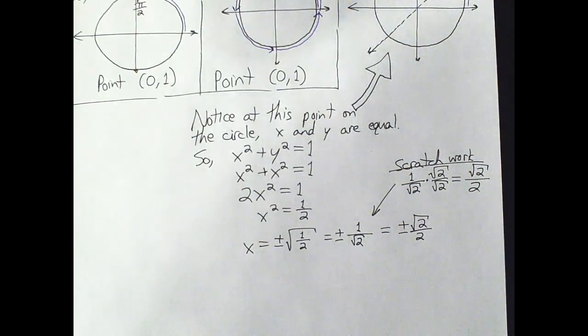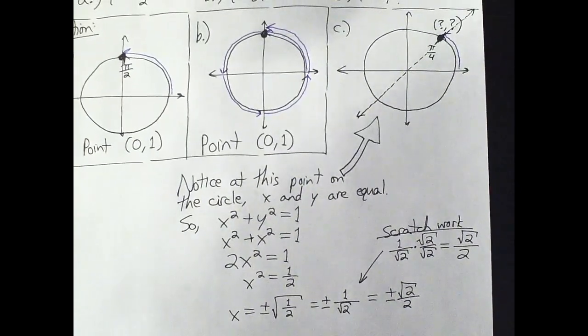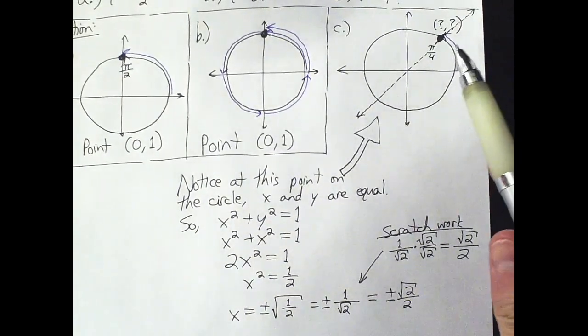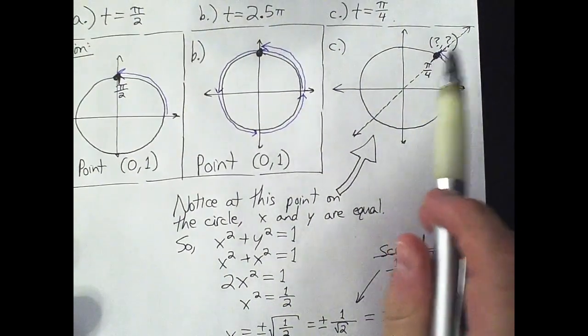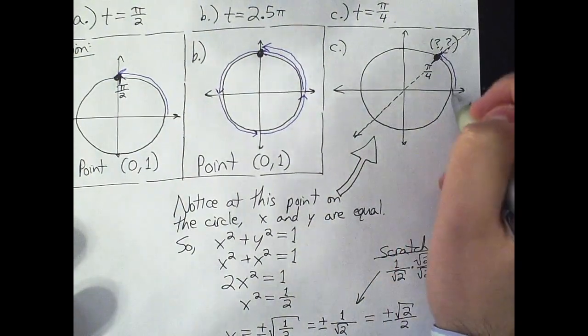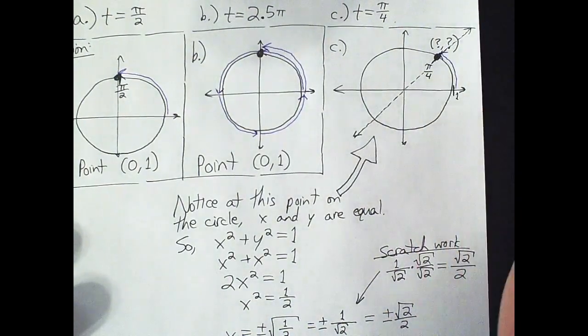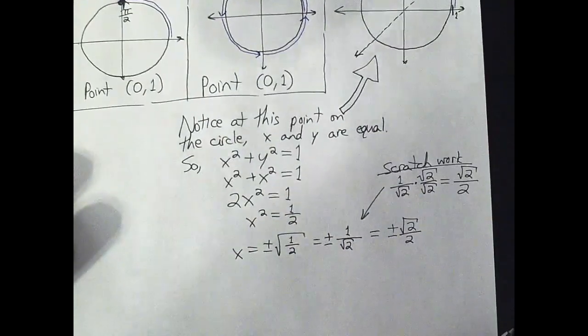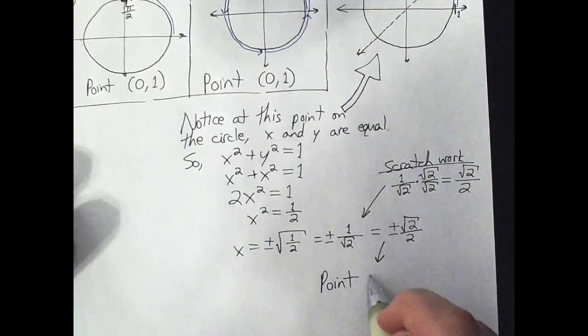Is that the answer? Well, the answer is supposed to be a point, x comma y. Let's look back at this picture. Is x plus or minus the square root of 2 over 2? No, x is positive, right? X is definitely positive. Like here's positive 1. This is in quadrant 1. This is a point in quadrant 1. So for the purposes of this particular problem, we can say that we only need the positive version.